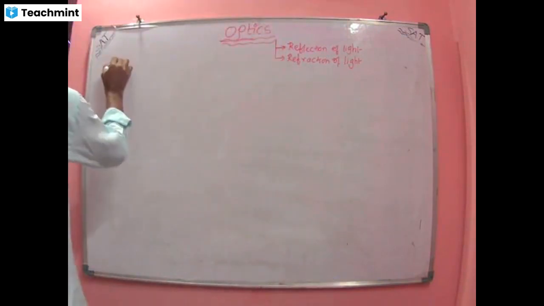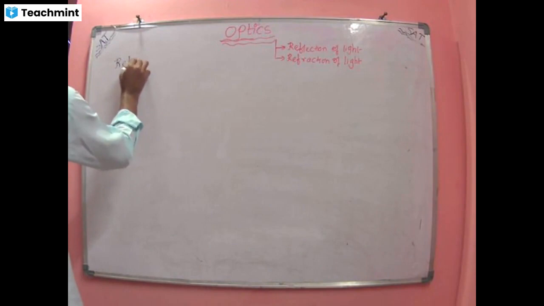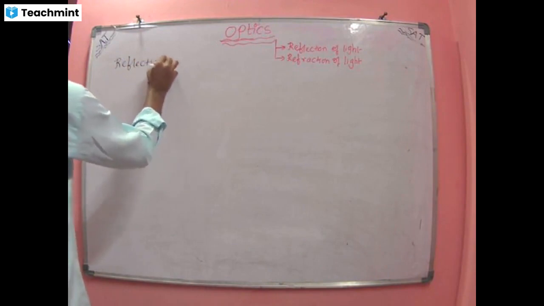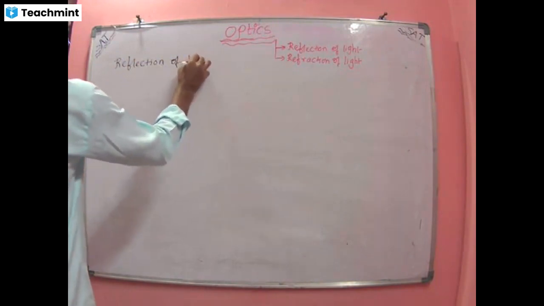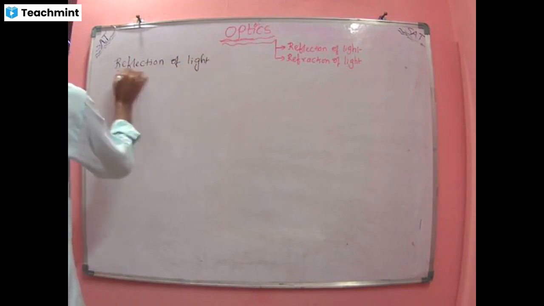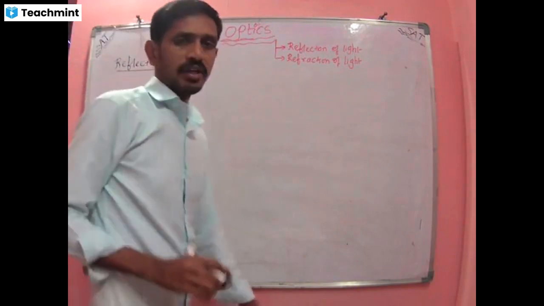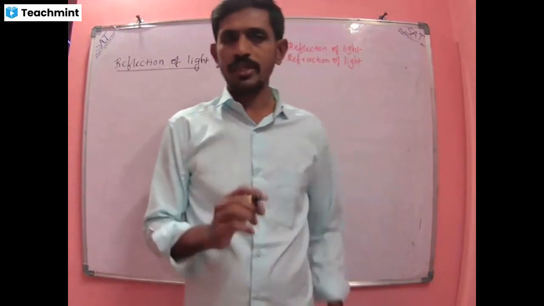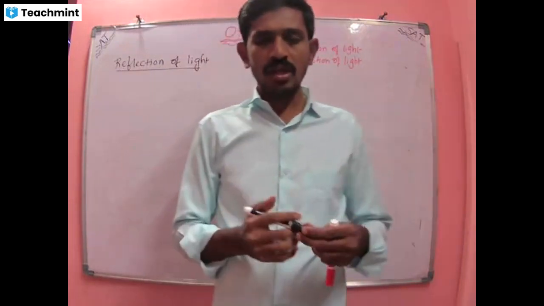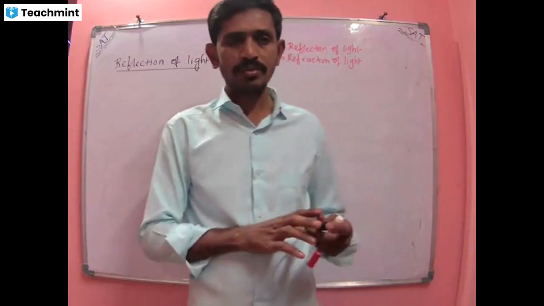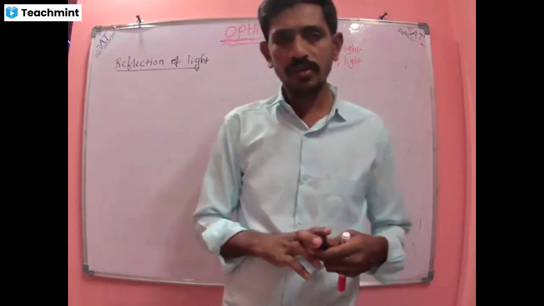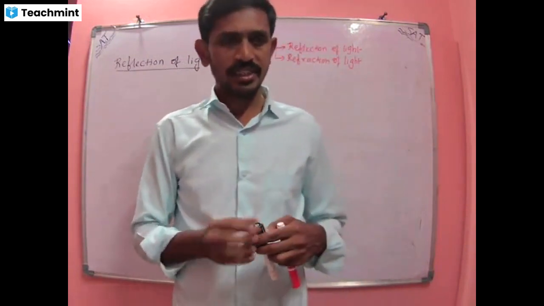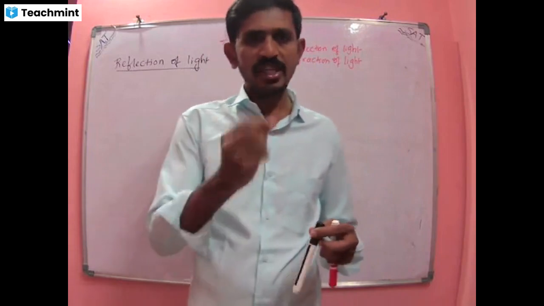Reflection of light. Before that, we need to study some terminology which belongs to optics. The first terminology: we have two types of optics. One is wave optics, and the next one is called physical optics.